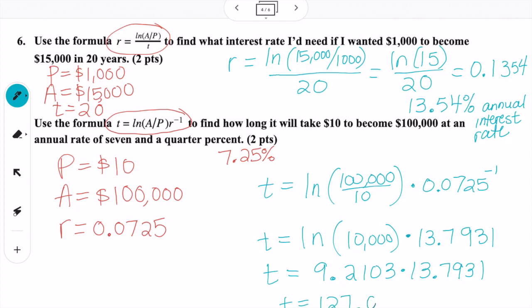127.1. And if we're talking years, 127 years it will take for my $10 to become $100,000.